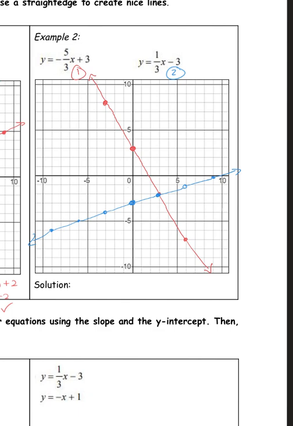All right, so again, we can see our point of intersection. That's where I've circled. So we can see that we do have one solution to this system, and the solution is 3, -2. When I plug 3, -2 into both of these equations, it is going to be a solution.